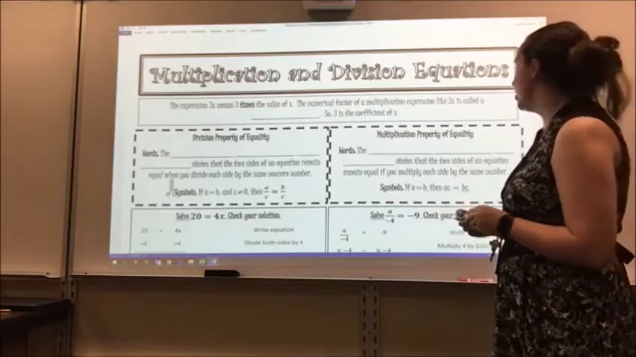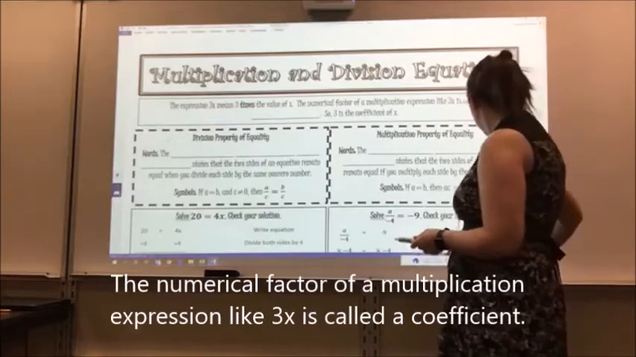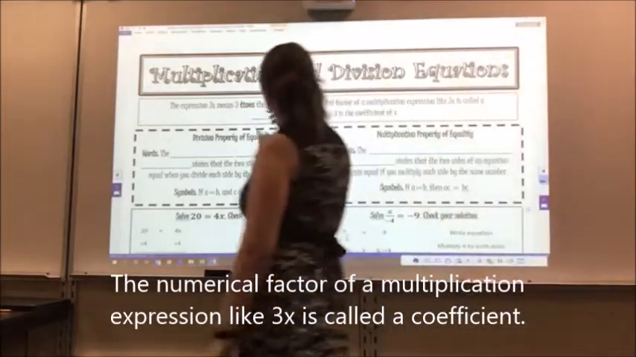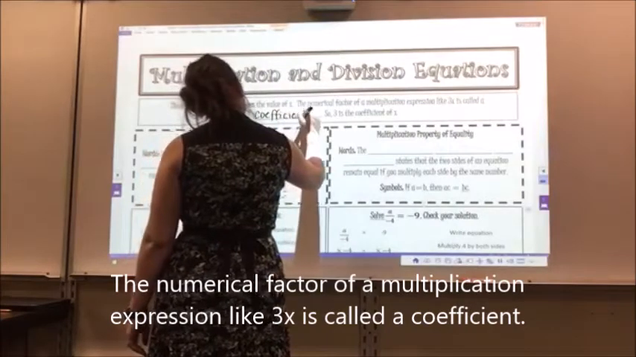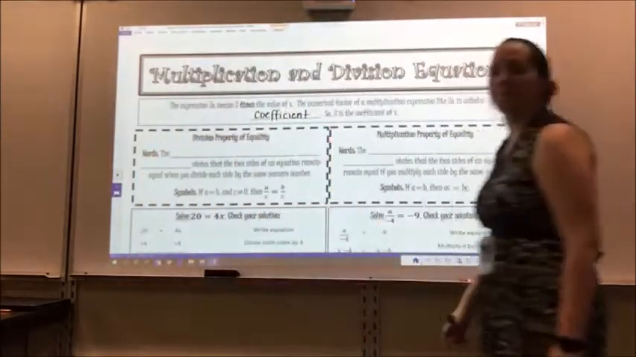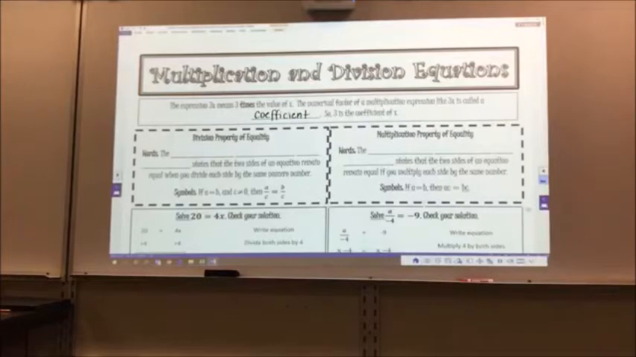So in that blank, you're going to write coefficient. So the numerical factor of a multiplication expression like 3x is called a coefficient. The numerical factor, that means the number. So 3 is the coefficient of 3x.